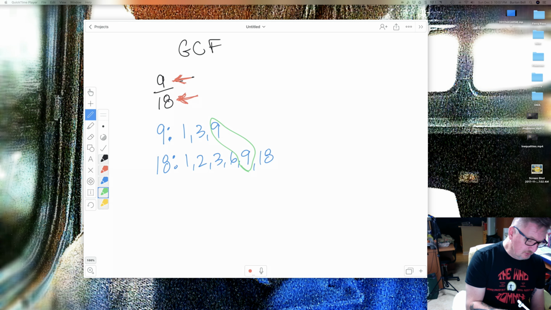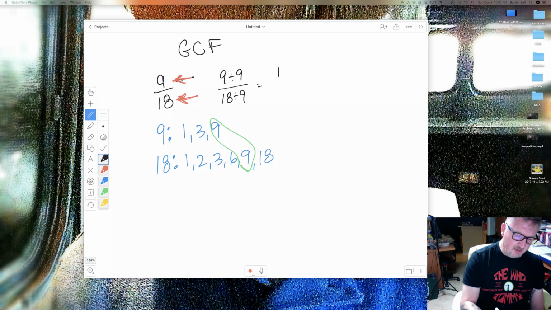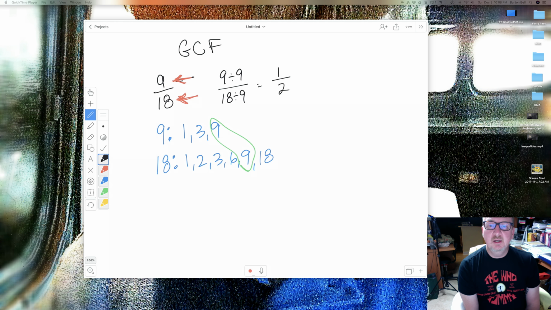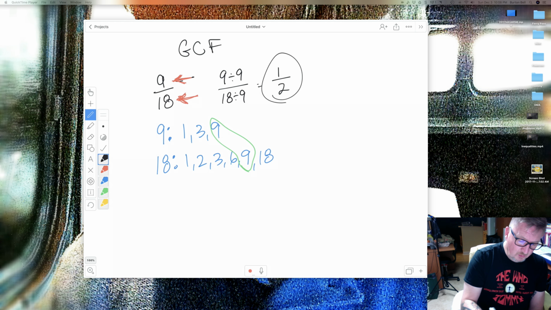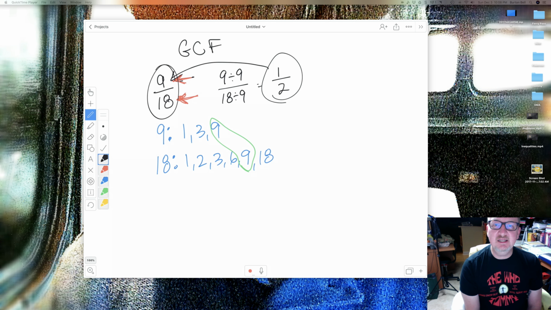So what I'm going to do to simplify this is divide 9 by 9, and divide 18 by 9. 9 divided by 9 is 1. 18 divided by 9 is 2. So 1/2 is equivalent to 9 over 18. They're the same fraction. It's just a simplified version of that fraction.